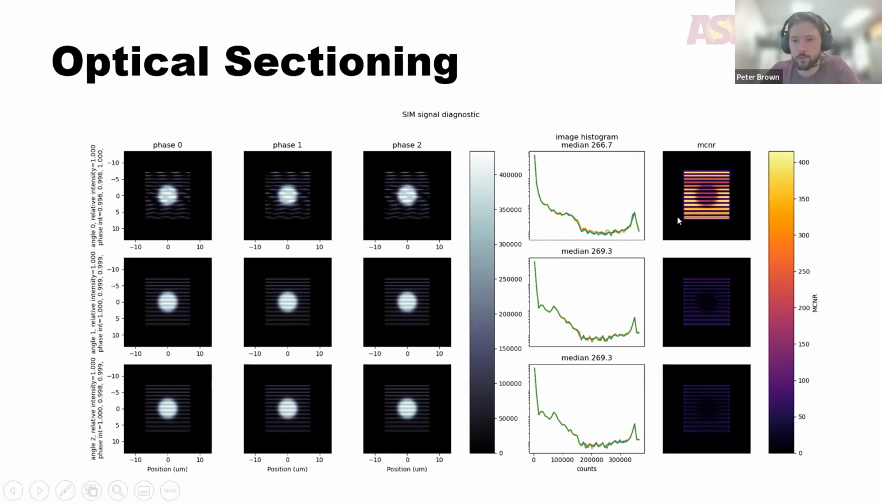So in particular, if we look at the MCNR, you can see in the region where the disk is, we have much lower MCNR than most of the rest of the image. This we could think about because this out-of-focus light, of course, adds to the shot noise in the image, but it doesn't vary with the SIM pattern. And so it increases the denominator of the MCNR without affecting the numerator.